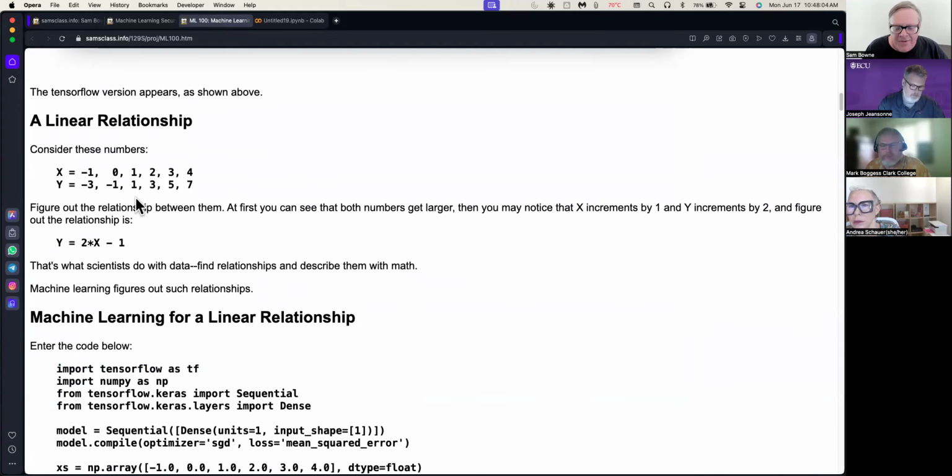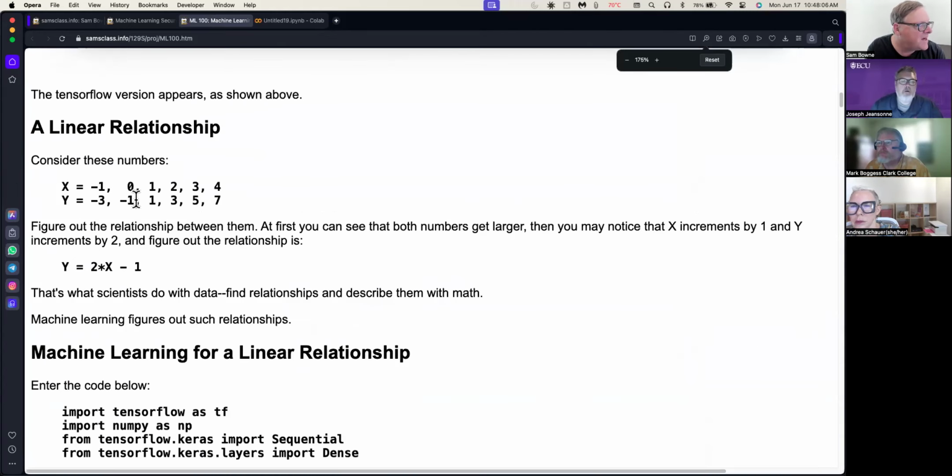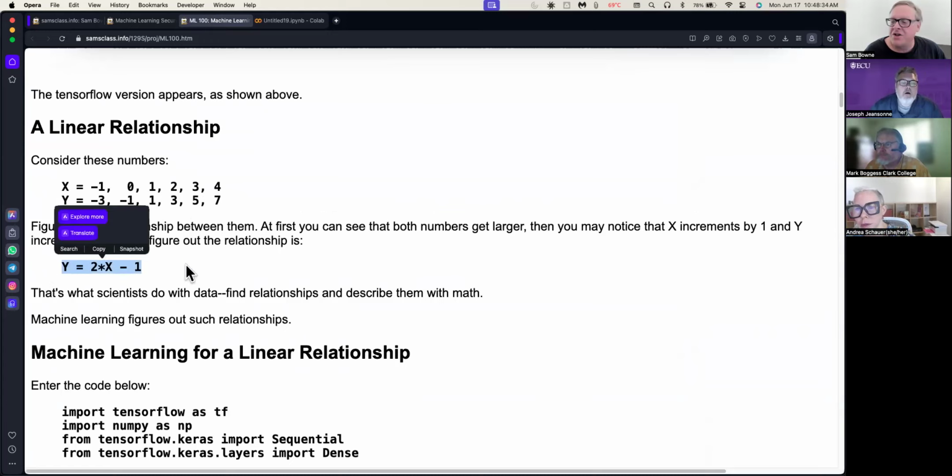So now, if I have a linear relationship, if I have some data like x goes -1, 0, 1, 2, 3, and y is -3, -1, 1, 3, 5, 7. This is what science was when I did it. You measure something like pressure and temperature, and then you try to draw a graph and find the trend. So you look at this, a human can look at this, and you notice every time x goes up by 1, y goes up by 2. And when x is 0, y is -1. So here's the relationship, y is 2x minus 1. That's the formula that makes these numbers.